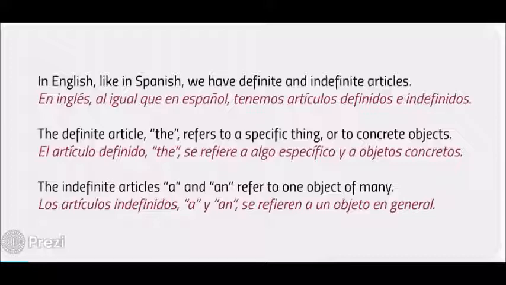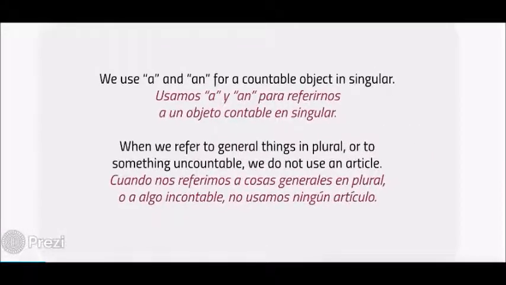The definite article the refers to a specific thing or to concrete objects. The indefinite articles a and an refer to one object of many. We use a and an for a countable object in singular. When we refer to general things in plural or to something uncountable, we do not use an article.